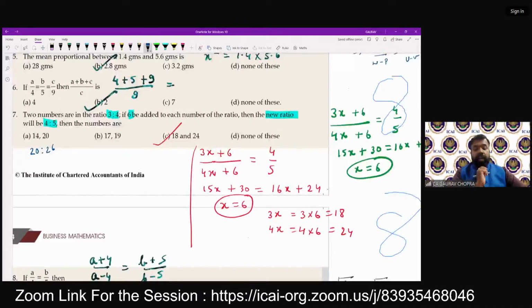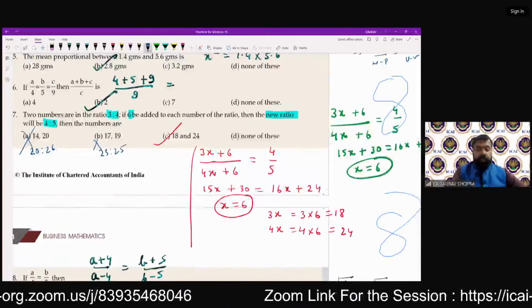Does simplifying these two give 4:5? No. Try the second option. 17 plus 6, 23 and 25. Is this 4:5? Again no. Third option, 18 plus 6, 24 and 24 plus 6, 30. Now you can cancel with the help of 6. So 4:5. So therefore option number C is correct. So you can also go by options.